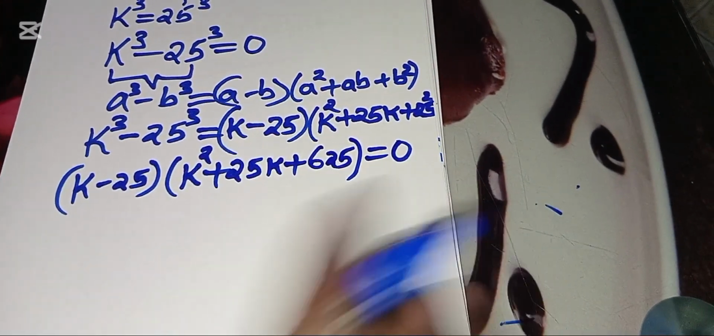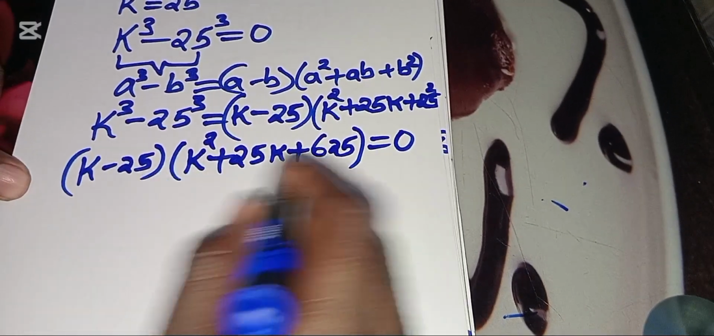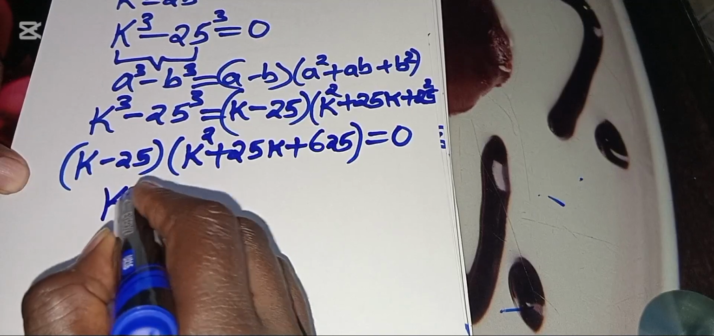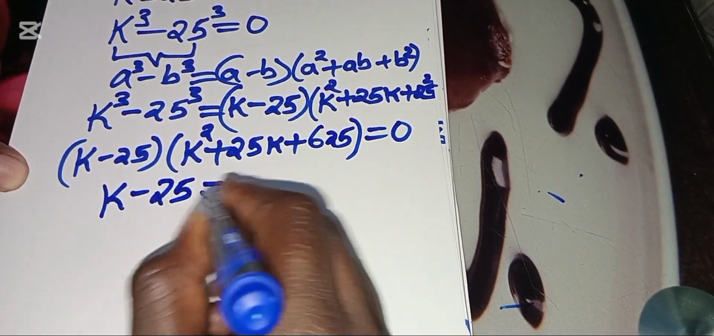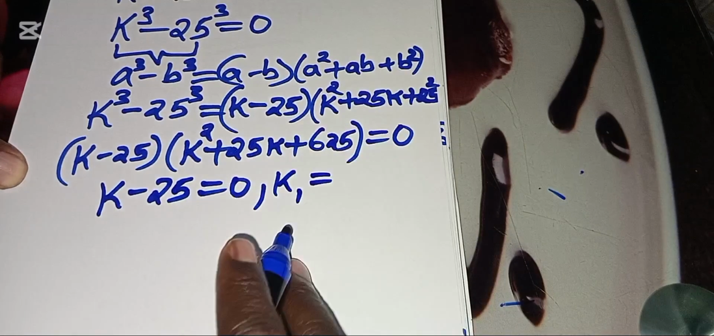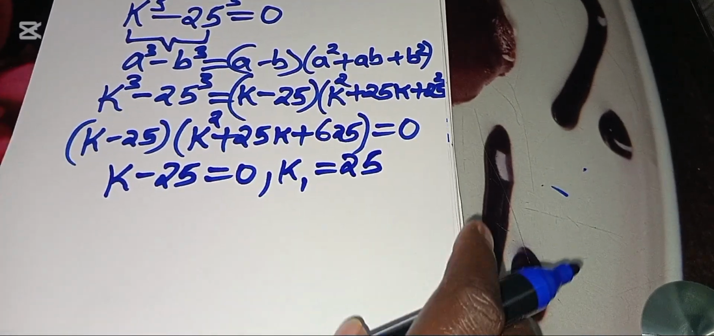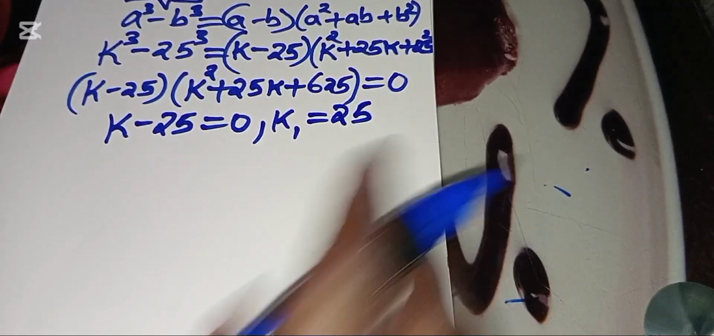Now as you can see, it is clear that we have two parts here. The first part is k minus 25, which is equal to 0. And that affirms that the first value of k, which is k1, is equal to 25. So that is the first value of k.